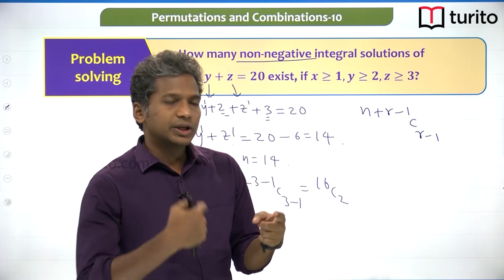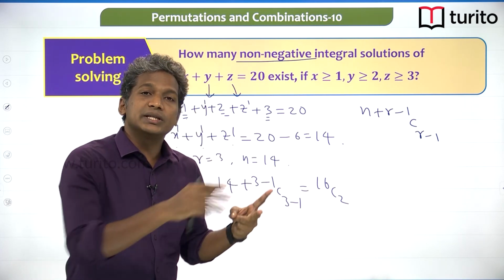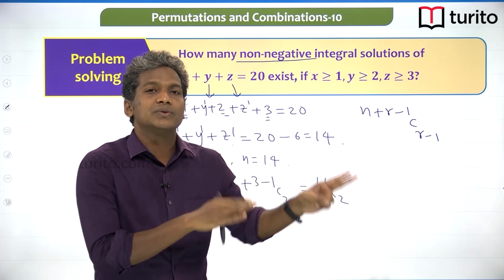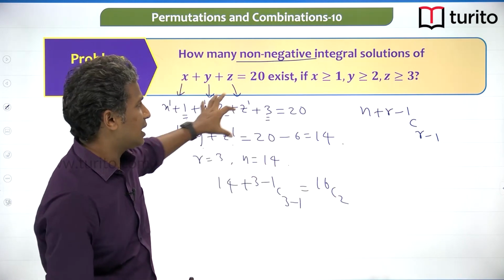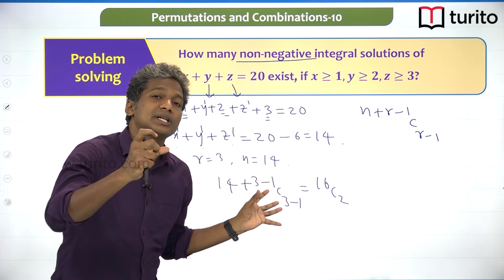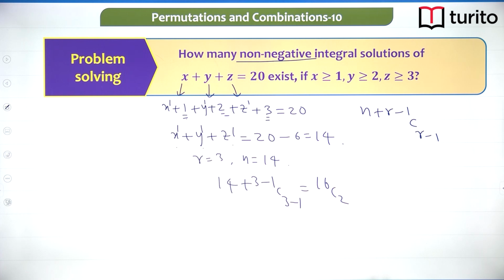But whether you are using the gaps method or the dummy variables method, all these questions can also be solved using the binomial method. Binomial is like a superset and these are actually subsets which work only on certain types of questions. Okay. Come on, make a note of this.